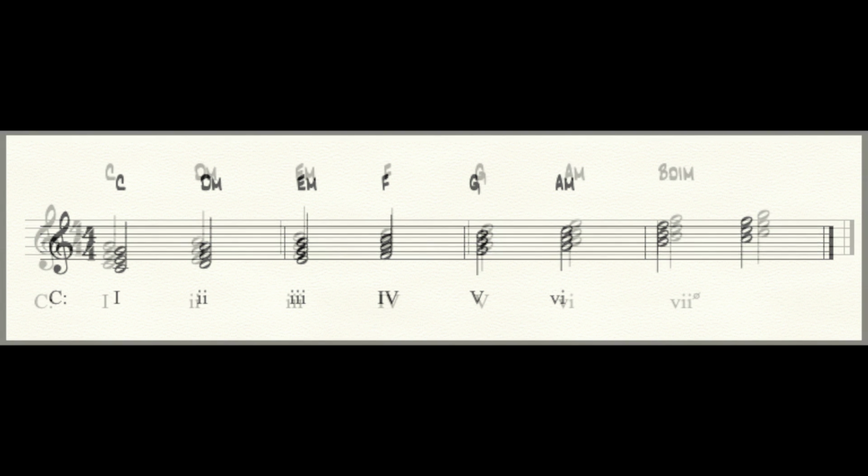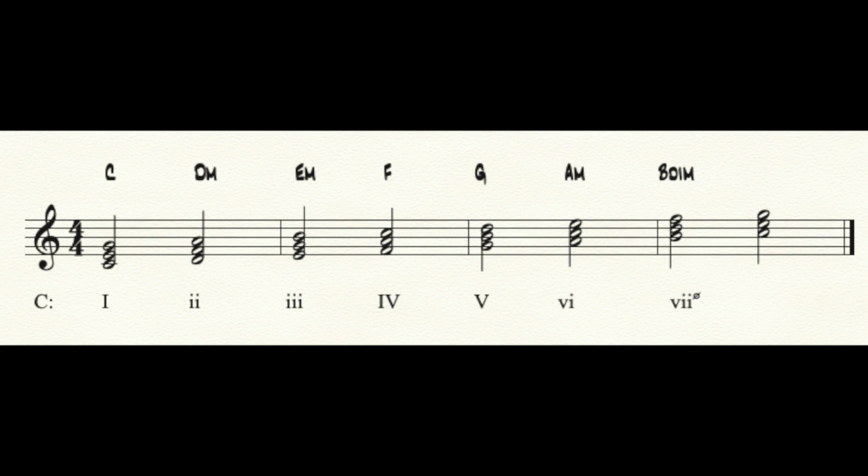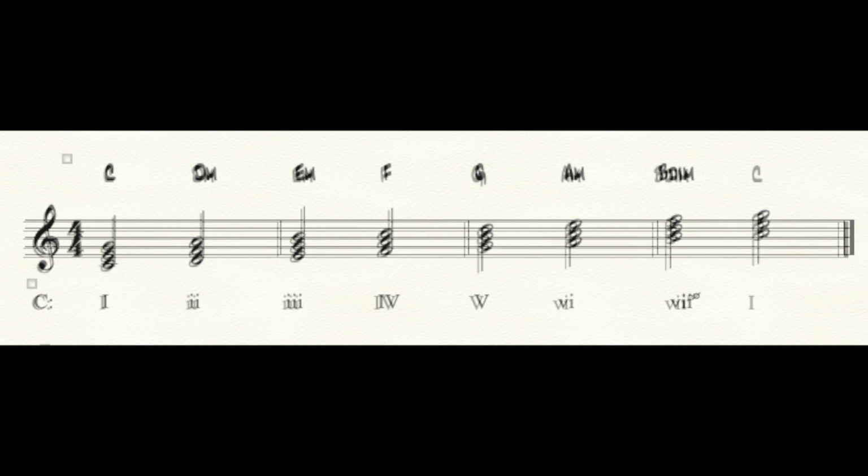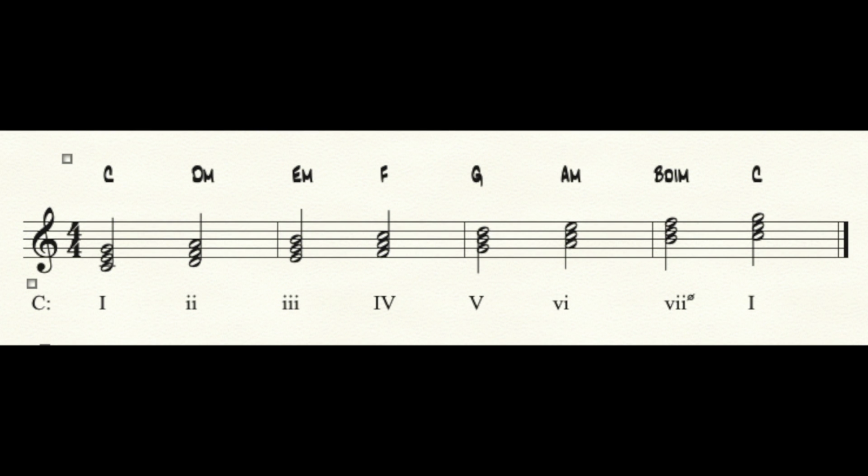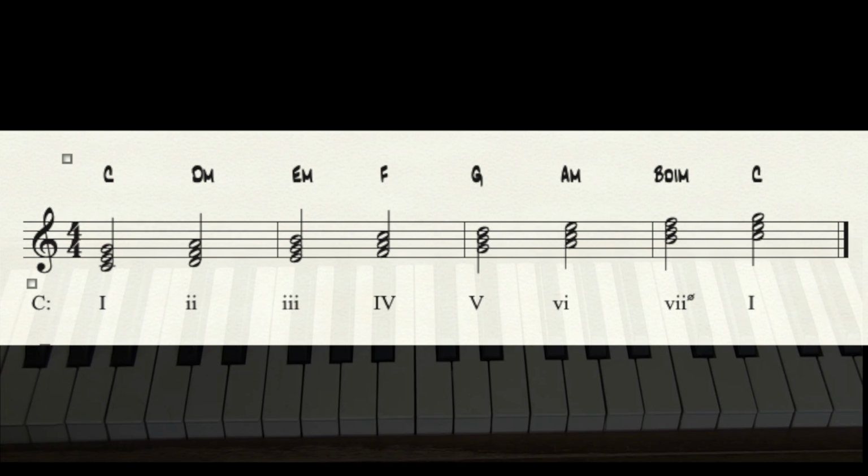And then we have the only diminished chord. The B diminished chord in the key of C is the 7 chord, and you'll see that little symbol next to it with a circle with a slash through it. That means half diminished, and we'll describe that later. And then finally, the C chord again, and that is the chords in the major scale and their qualities.